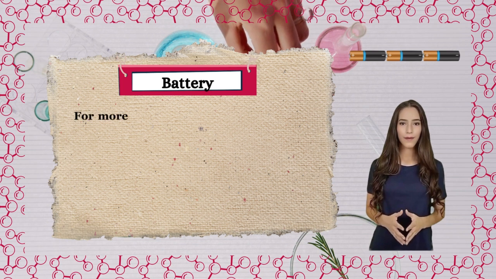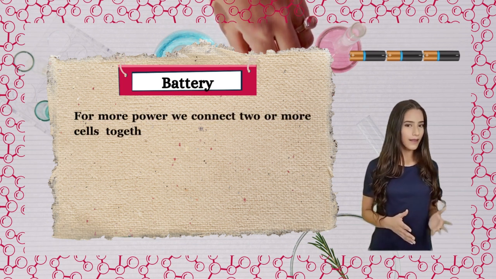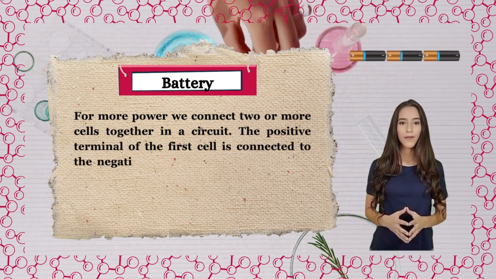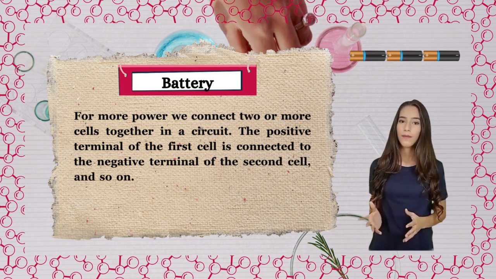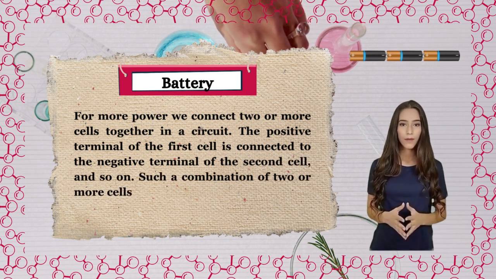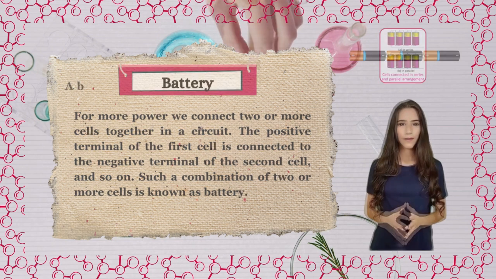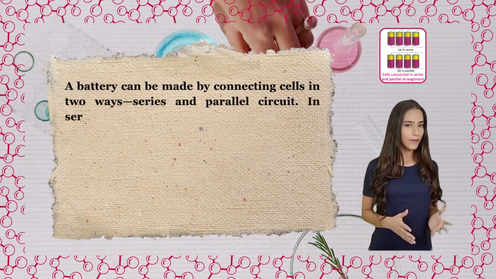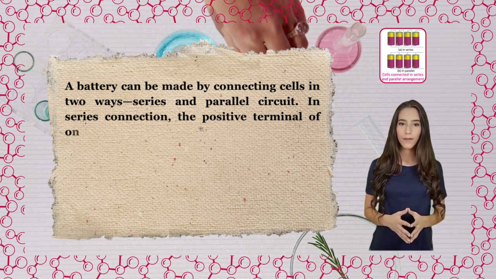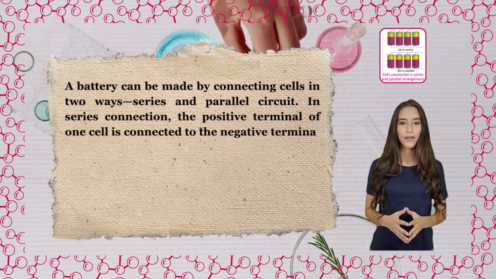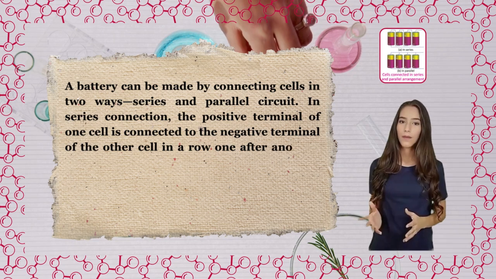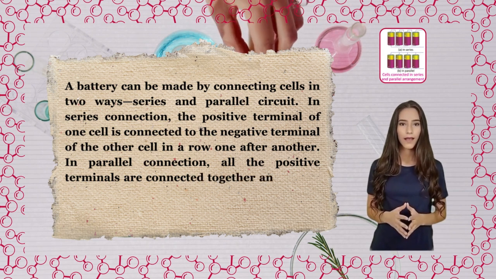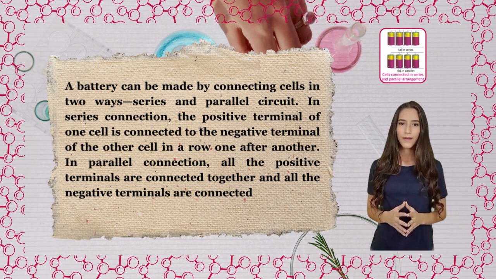Battery. For more power, we connect two or more cells together in a circuit. The positive terminal of the first cell is connected to the negative terminal of the second cell, and so on. Such a combination of two or more cells is known as battery. A battery can be made by connecting cells in two ways: series and parallel circuit. In series connection, the positive terminal of one cell is connected to the negative terminal of the other cell in a row, one after another. In parallel connection, all the positive terminals are connected together and all the negative terminals are connected together.